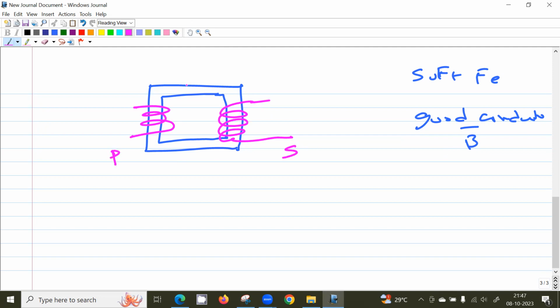Suppose this core was not there, so it will produce flux in all directions, right? So the field lines will go something like this. It will leave the north pole and enter the south pole, so everywhere in here there will be magnetic field lines, and only some of these field lines will link this secondary coil. But once I put this core, all these field lines will come inside this core, and all the flux will link this secondary coil. So the core is like a good conductor of a magnetic field.